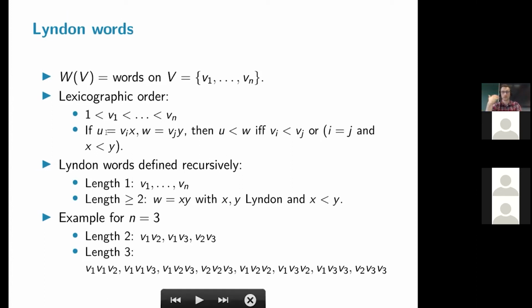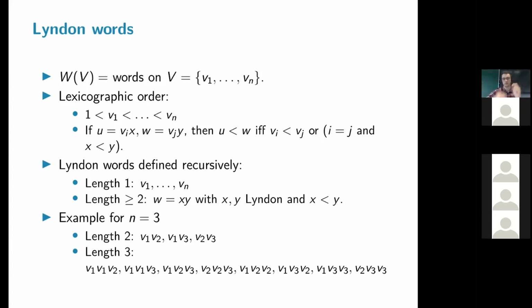And then for words of longer length, we write them as one of our letters in our alphabet times another word. And then u is strictly less than w if and only if the first letters are preceding one another. So if vi is strictly less than vj, but if they are equal, then you move on to the next letter, as you would do in a dictionary.